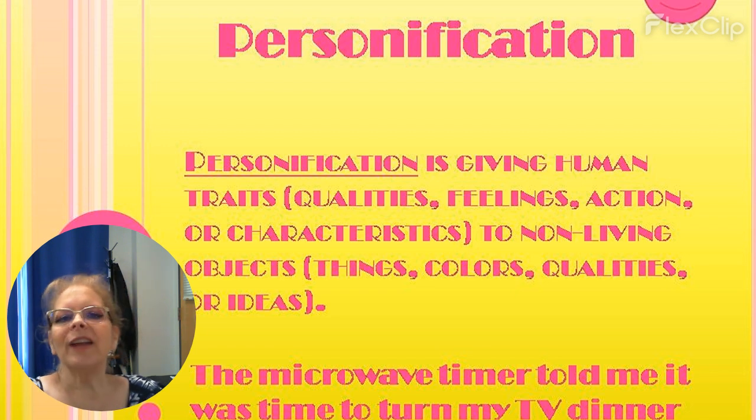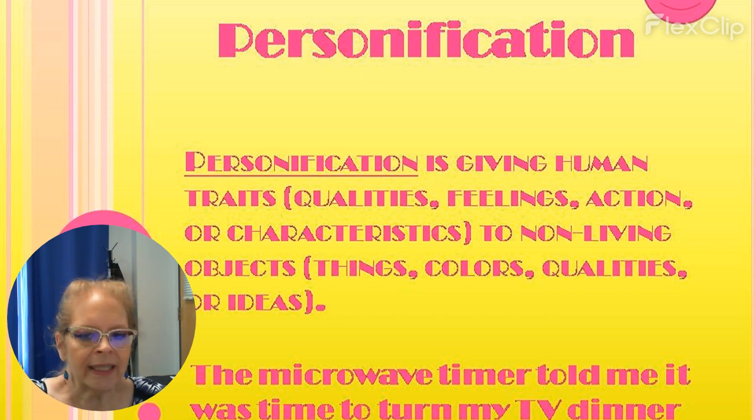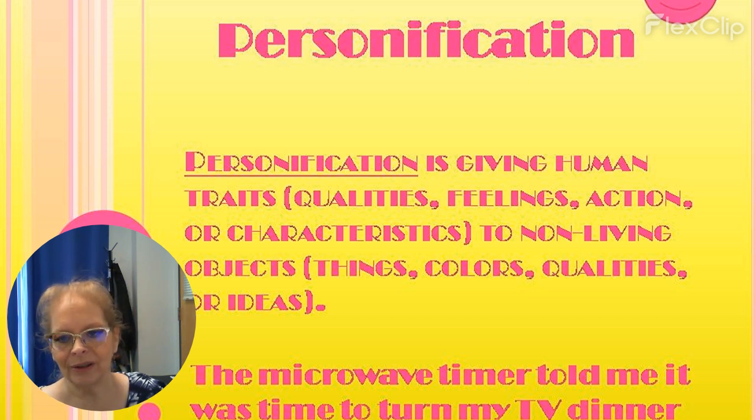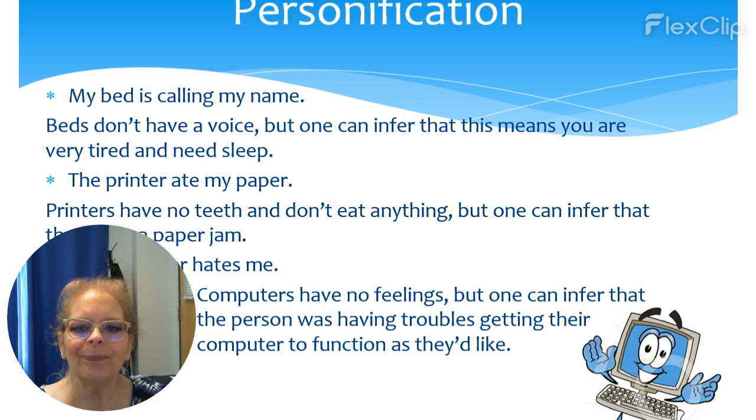Next is personification. Personification is when you give human attributes, human traits, qualities, feelings, characteristics to non-living or non-human objects. For example, the microwave timer told me it was time to turn my dinner. It didn't tell me anything. It's not going to go, hey, Tamara, go, no, it just beeps and signals you to do something. But saying that it told you, that's something a human could do. That's personification.